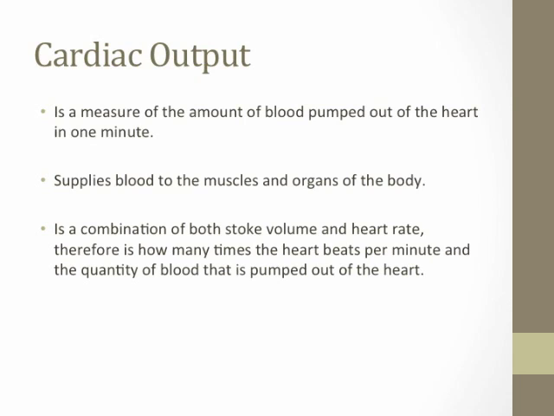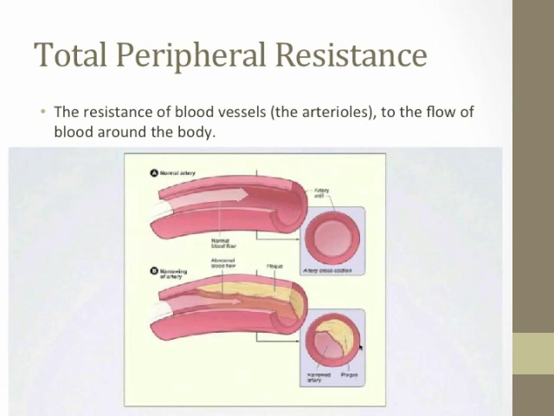Cardiac output is a measure of the amount of blood pumped out of the heart in 1 minute and supplies blood to the muscles and organs of the body. Cardiac output is made up of two components, heart rate and stroke volume. This means it is a combination of how many times the heart beats per minute and the quantity of the blood that is pumped out every minute. Total peripheral resistance is the resistance of the vessels, the small arterioles in specific, to blood flow. This brings me to another important idea needed in understanding how the regulation of the plain zebra's blood pressure is controlled.